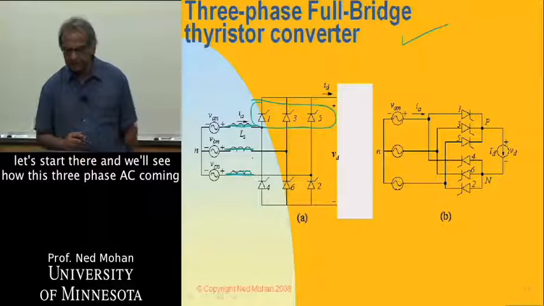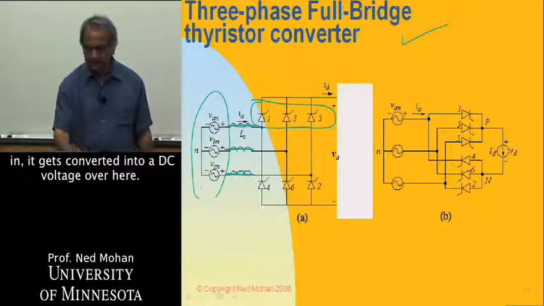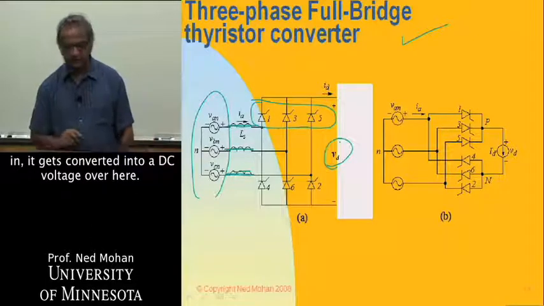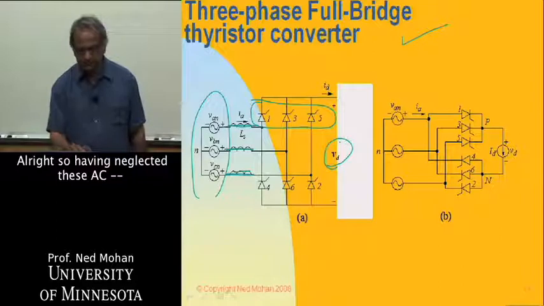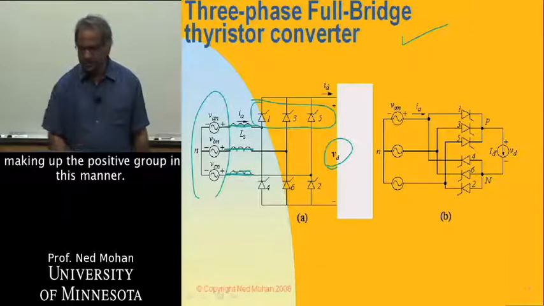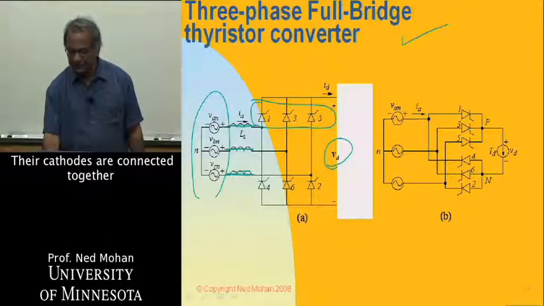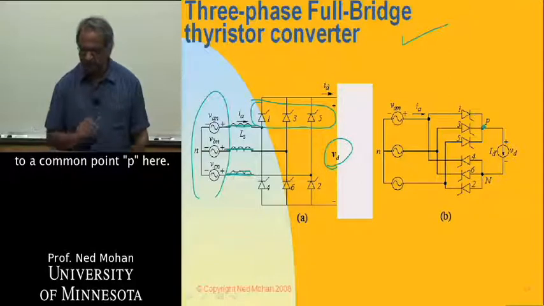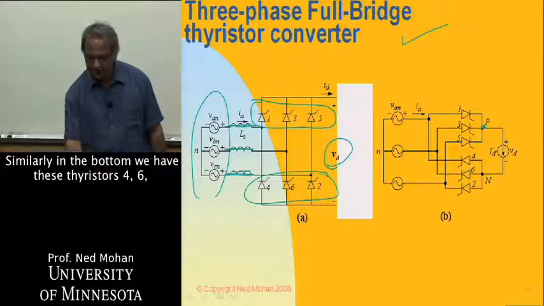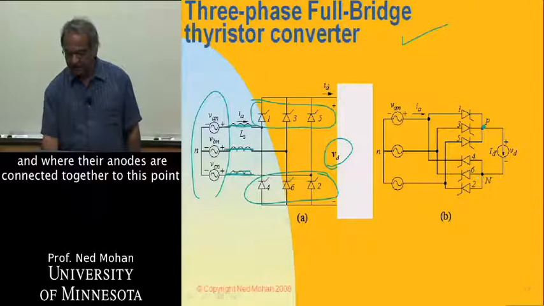Let's start there, and we'll see how this 3-phase AC coming in gets converted into a DC voltage over here. All right, so having neglected these inductances on the AC side, we can draw the 3 thyristors making up the positive group in this manner, where their cathodes are connected together to a common point P here. Similarly, in the bottom group, we have these thyristors 4, 6, and 2, and we can draw them in this fashion, where their anodes are connected together to this point N over here.